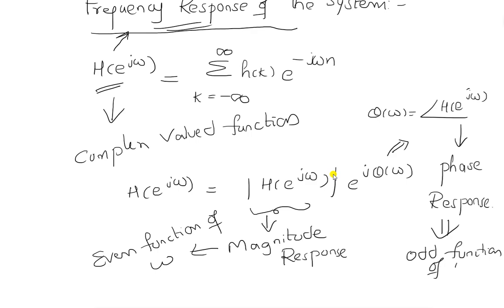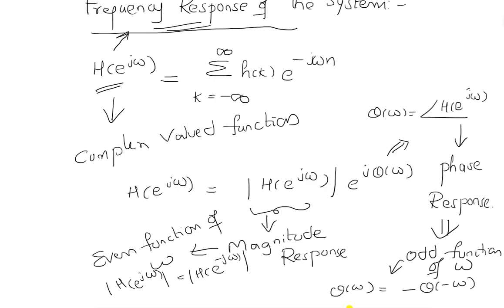So what is the even function? The modulus of H of e to the power of j omega is equivalent to the modulus of H of e to the power of minus j omega. And what is an odd function? The odd function is theta of omega, which represents the phase response. So theta omega is equal to minus theta of minus omega. This is an odd function of omega. So this is a small introduction about it.